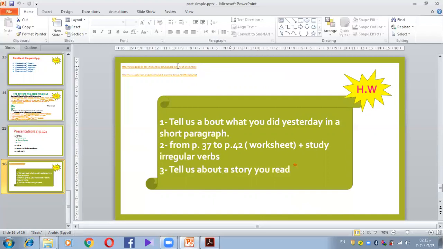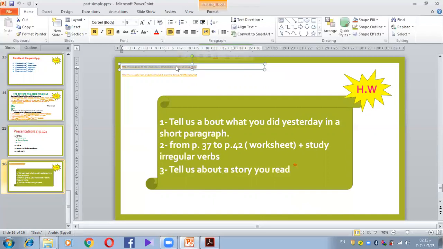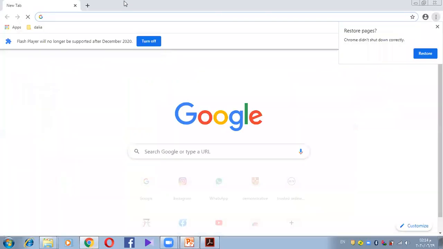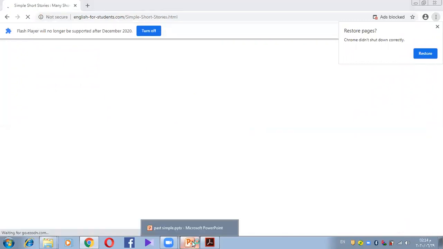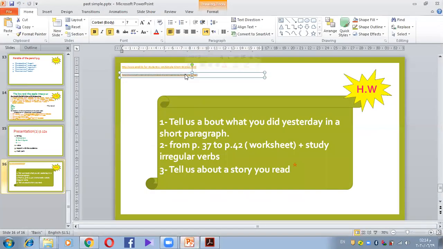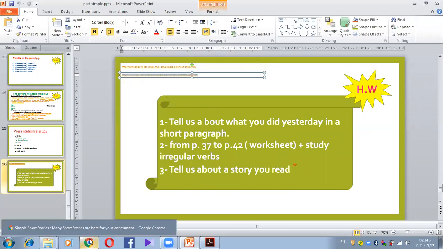If you don't have stories or if you didn't read any that you would like to speak about, there is a very nice website you can use, two websites actually. They can help you a lot. So I'm gonna show you the two websites. It's about stories.